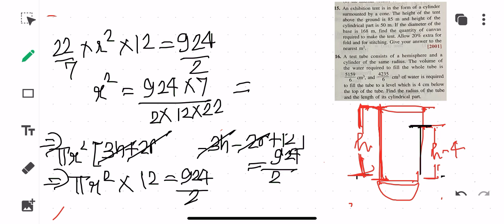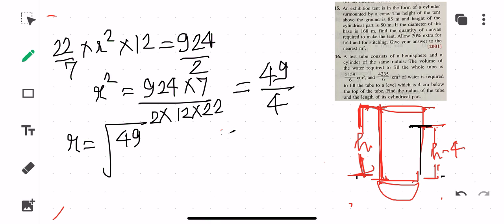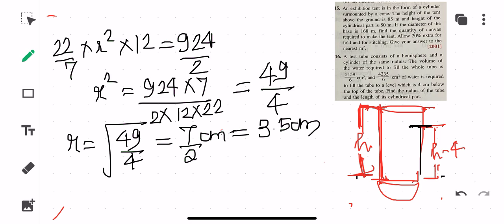Okay, so what happens now, children? Upon cancellations, if everything else is getting cancelled out, you are getting this as equal to 49 divided by 4. So what will be the value of r equal to? So we'll be writing down that r will be equal to root over of 49 by 4, which is going to be equal to 7 upon 2 centimeter. So this means it is coming out to be 3.5 centimeter. So what is 3.5 centimeter, children? This is the radius, and now you need to calculate the height.